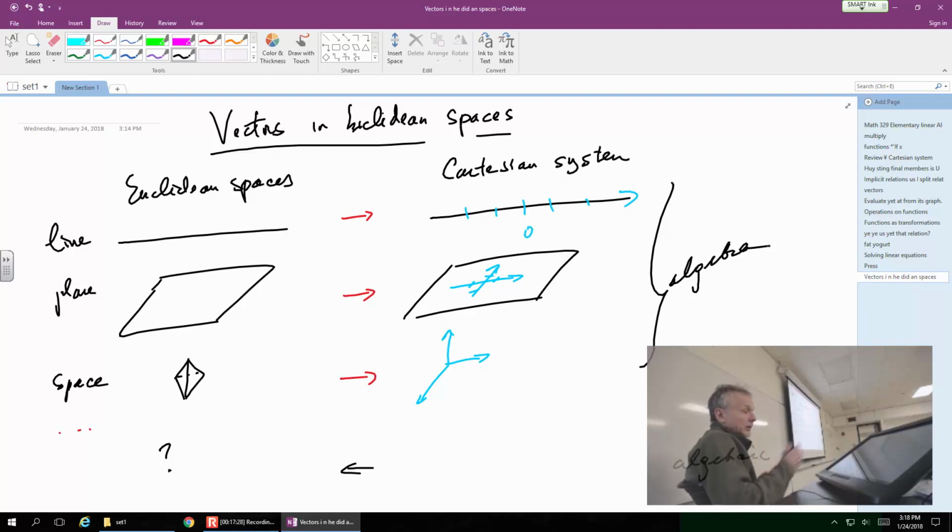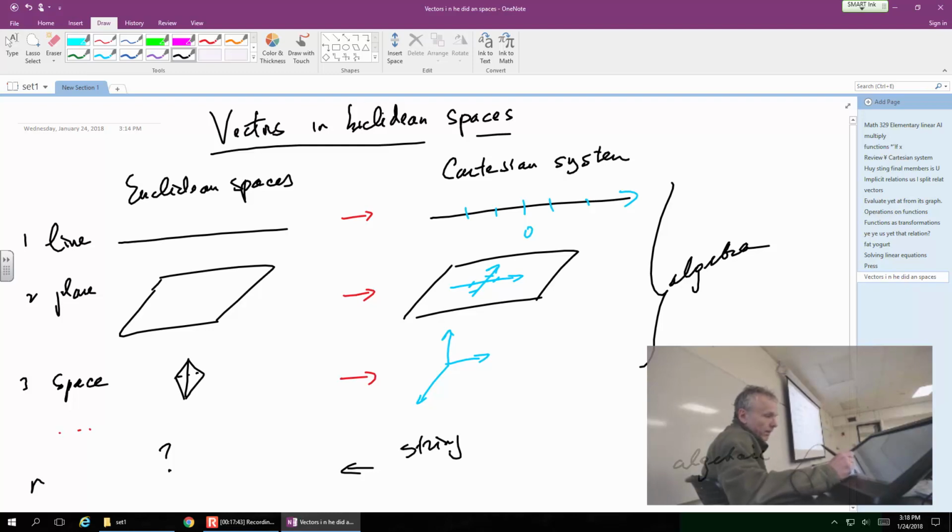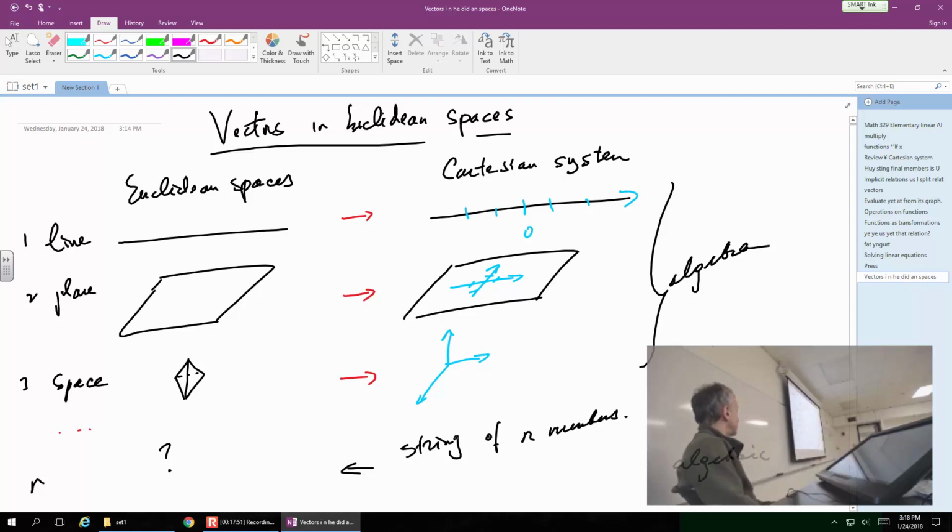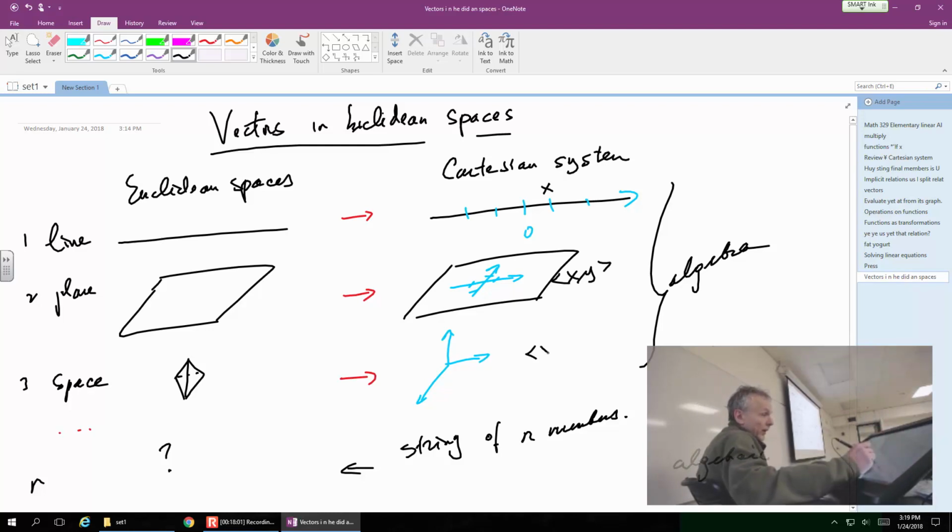Okay, but in dimension n, what do we do in dimension n? So if 1, 2, 3, n, what do we do? What are we studying in the first place? And the answer is it is strings of numbers. And those strings are pretty much those vectors. It is not surprising that we are facing that, because that actually is predictable.